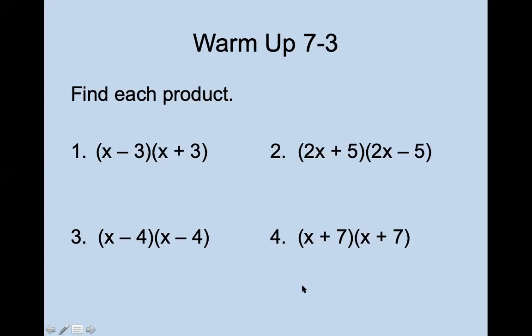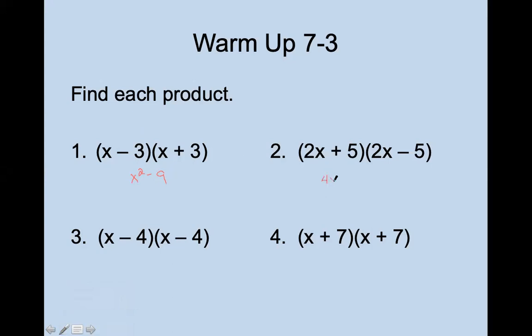All right, let's look at number 1 here on the warm-up, and then we'll talk about some things maybe that you notice. So this one, hopefully you got x squared minus 9. Kind of unusual, right? Yesterday when we were multiplying, we'd have those 3 terms, right? We'd have the first, outside, inside, last, but when we combine our like terms, we're left with just x squared minus 9 on this one.